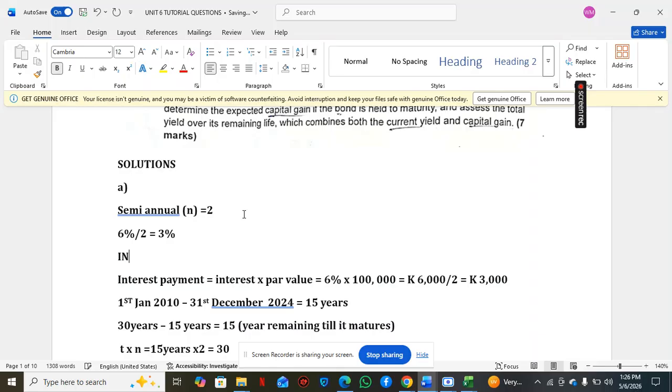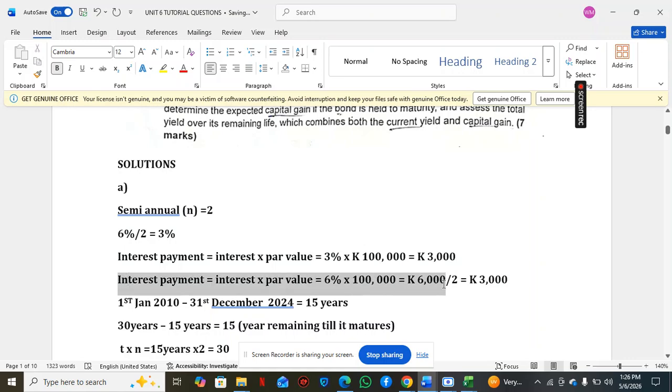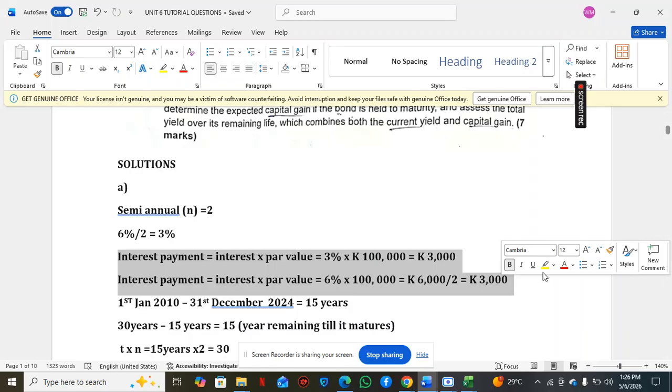Interest payment is the interest rate multiplied by the par value, which is 3% times par value of 100,000, which is 3,000. Two ways to do it. You can calculate the interest payment for the whole year and divide it by 2, or divide the interest rate by 2 and then calculate the interest payment. Either way, you are going to get the same answer. I hope we're clear on that part.